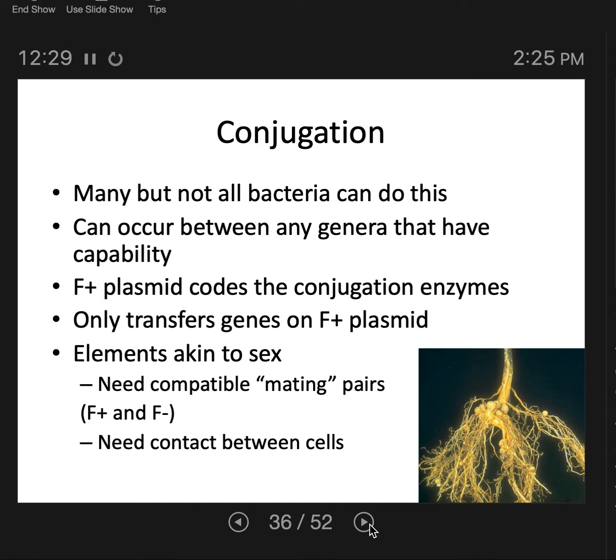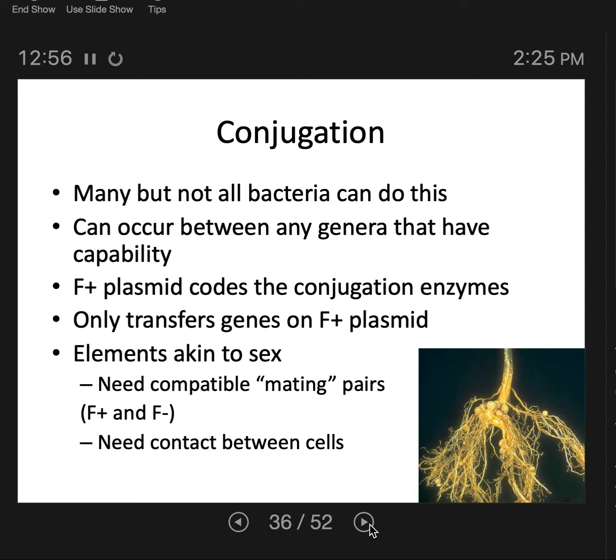Now, when we talk about conjugation for humans, we mean sex. It's not sex for bacteria, but there are elements akin to sex. For example, you need compatible mating pairs. You need an F+ bacteria and an F- bacteria. The F+ bacteria is the bacteria that has the F plasmid. The F- bacteria is the one that doesn't have it yet, but is going to receive it. You also need physical contact between cells with the sex pili. But it's not true sex.